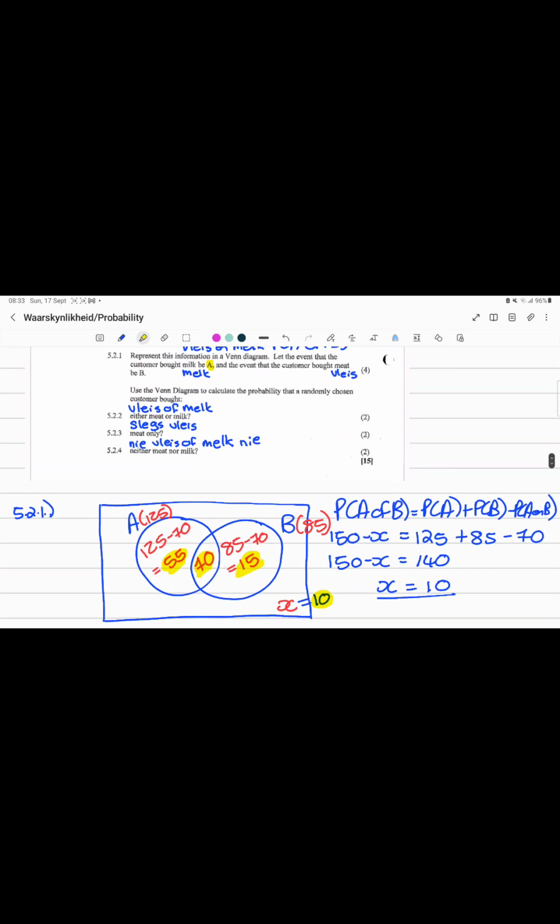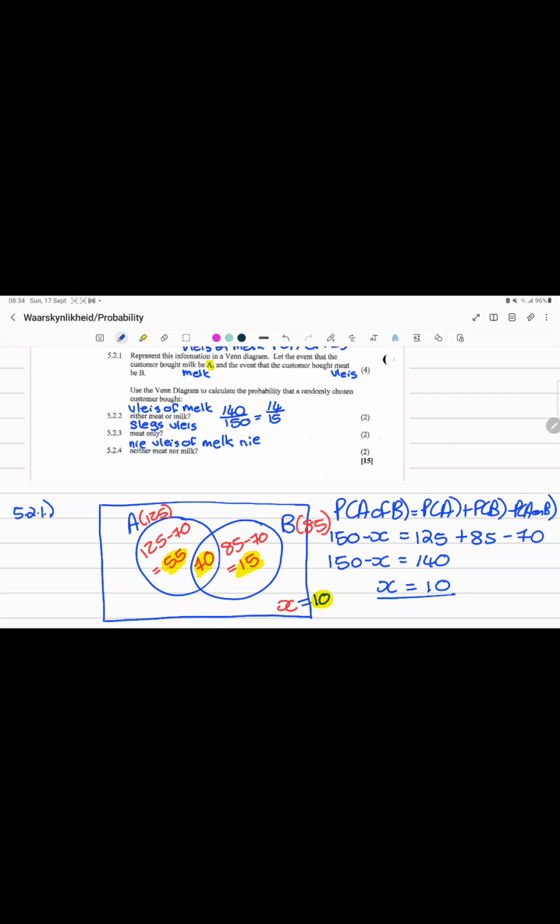Okay, so vraag 5.2.2 sê hulle, wat is die waarskynlikheid, of gebruik jou Venn-diagram en bepaal die volgende. Okay, so wat is die waarskynlikheid dat iemand melk of vleis gekoop het? So dit sal alles in my sirkels wees, so jy kan dit of sê, dis 55 plus 70 plus 15, of jy kan die totaal vat, minus dit wat nie in jou sirkels is nie, so 150 minus 10, maar either way gaan dit vir jou 140 uit 150 gee, en as ons dit vereenvoudig kry ons 14 uit 15.